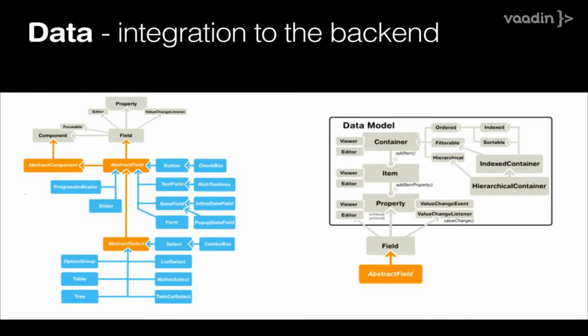Right, and the data layer, so these are the property, item, container data model which Vaadin has an integration with on your custom backend. We don't know what backends are out there, so you probably want to have your own versions of data integration.